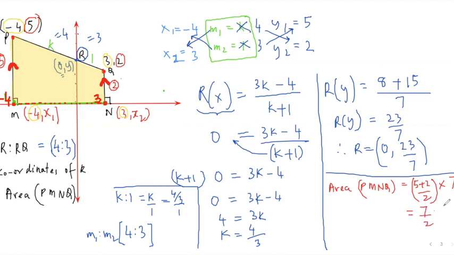7 by 2 into 7, which is 49 by 2. So that's 24.5. Area of PMNQ is 24.5 meters squared. Okay. Meters, square units.